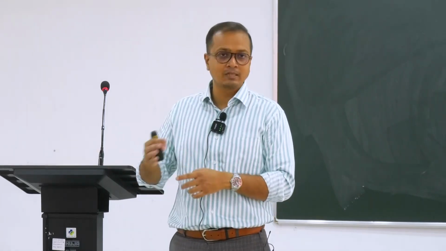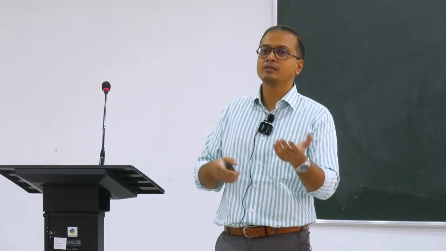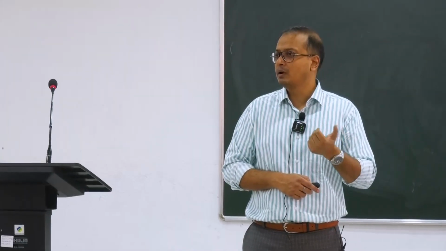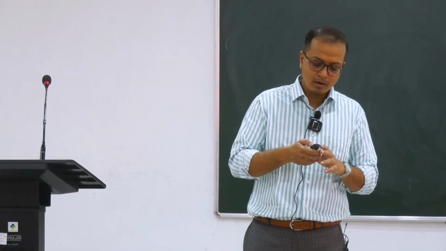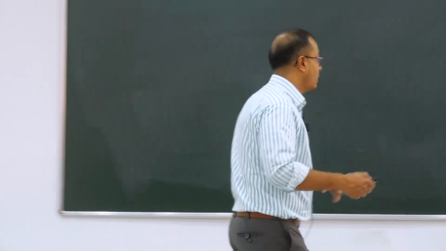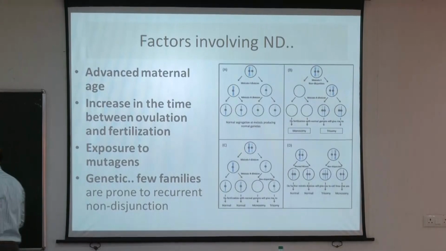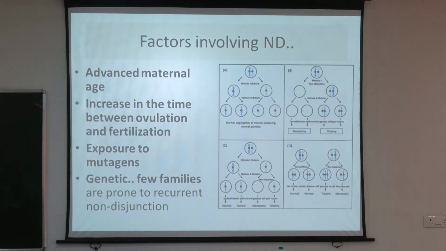So, XO, XXY, Down syndrome, etc. These are phenomena which are yielding because of one of these problems that we call the non-disjunction error. So, this is what is happening. We call this the chromosomal error which is happening through non-disjunction.